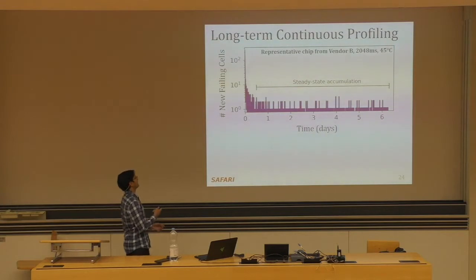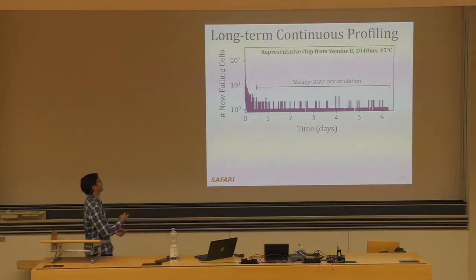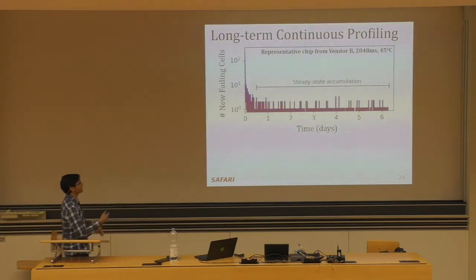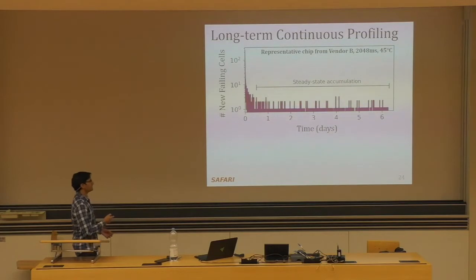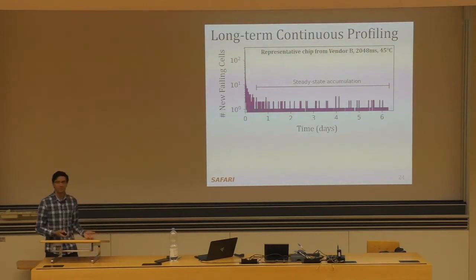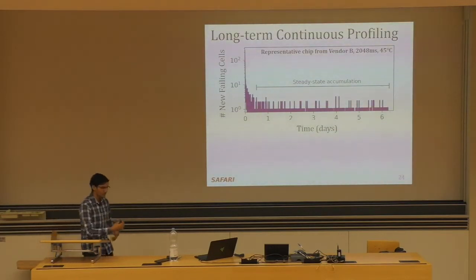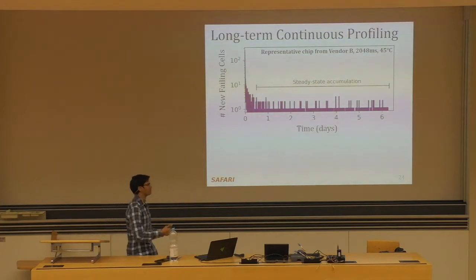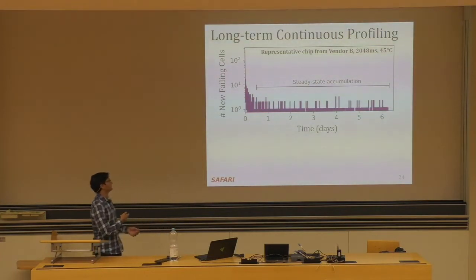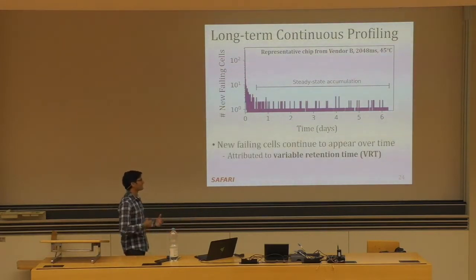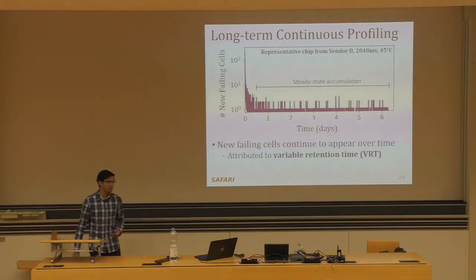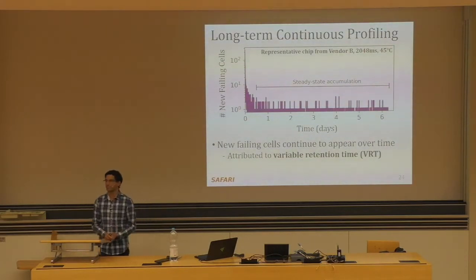And so what we see is that at first, a whole bunch of errors appear. And on this log axis, you're over 10 to the 2, so we get plenty of errors each time we run the profiling routine. But eventually, after about half a day to a day, this settles out into what we call the steady state accumulation regime, where there's a sort of constant number of errors that keep being discovered over time. And it's very low, you have like in the tens regime of errors that you're discovering. And so what we observe from this is that new failing cells continue to appear over time. And we can actually attribute this to the variable retention time effect.